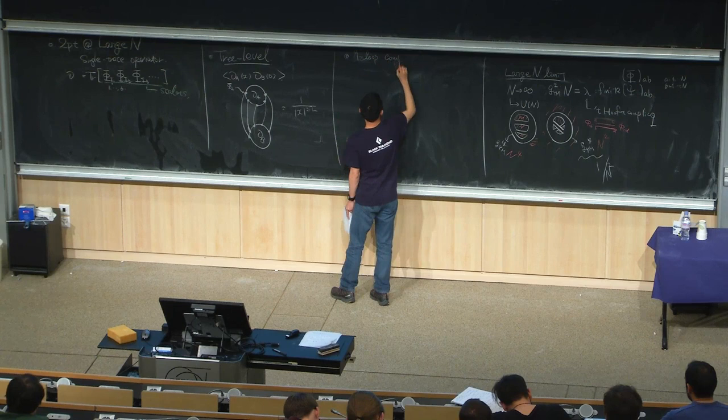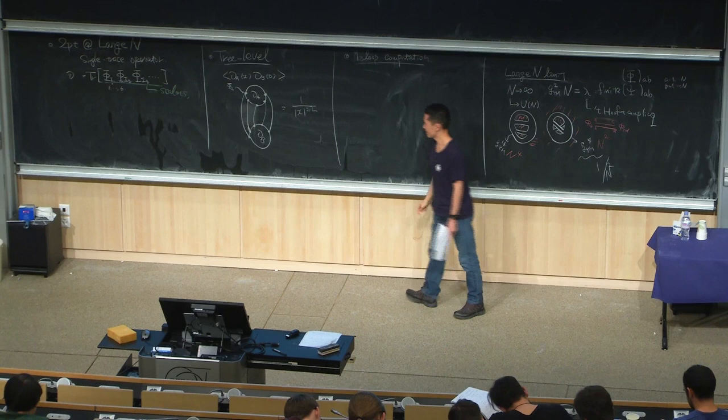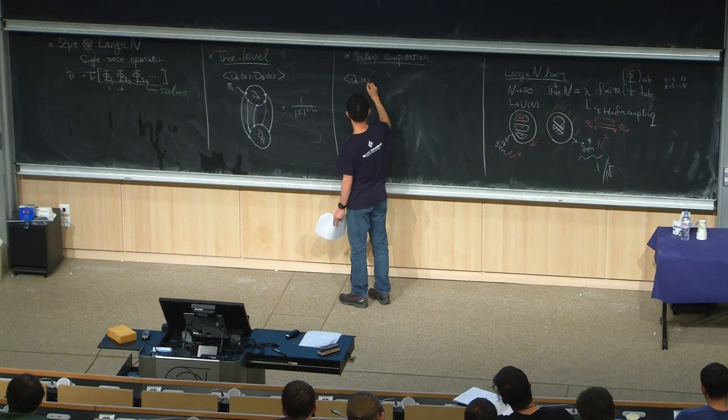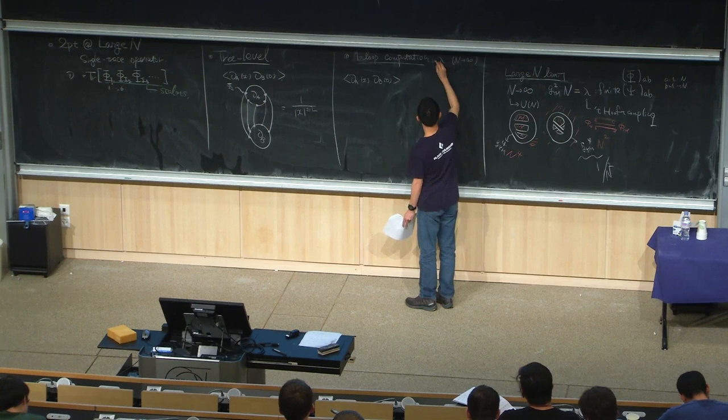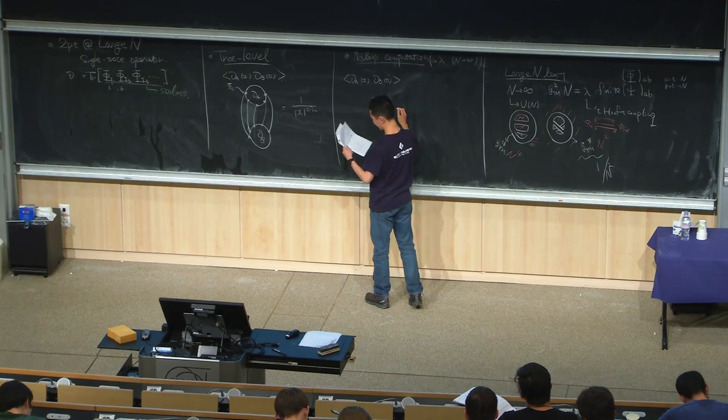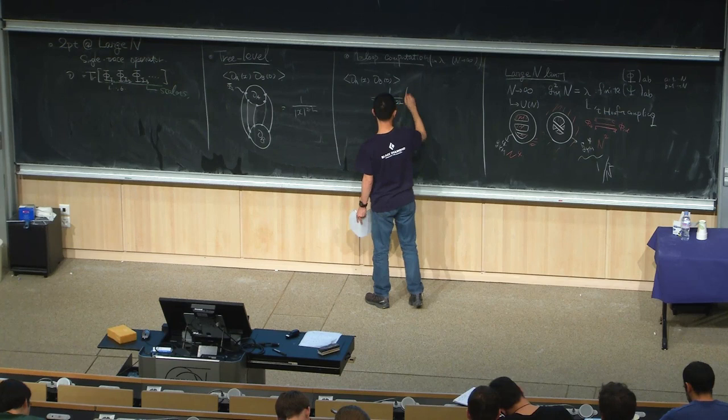So before doing the computation, let's try to see what I will get if I do the computation at one loop. By the way, here one loop means one loop in lambda, and n is always infinity. So let's ask what kind of structure we expect to get. If you consider this two-point function, the tree level is this one. And then I have some 1, and then there is some loop-level contribution.